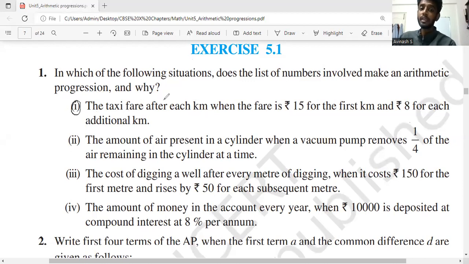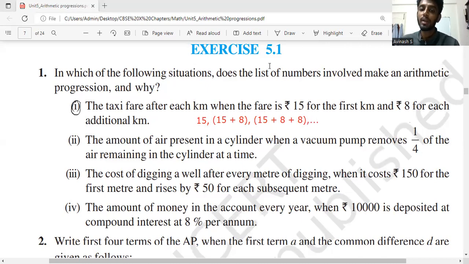The taxi fare after each kilometer: the fare is 15 for the first kilometer, which means for the first kilometer the fare is rupees 15, and 8 for each additional kilometer. That is the context. So after 1 kilometer, it will be 15. After 2 kilometers, it will be 15 plus 8 because there is an additional 8 rupees. And after 3 kilometers, it will be 15 plus 8 plus 8. So this is how the AP is.